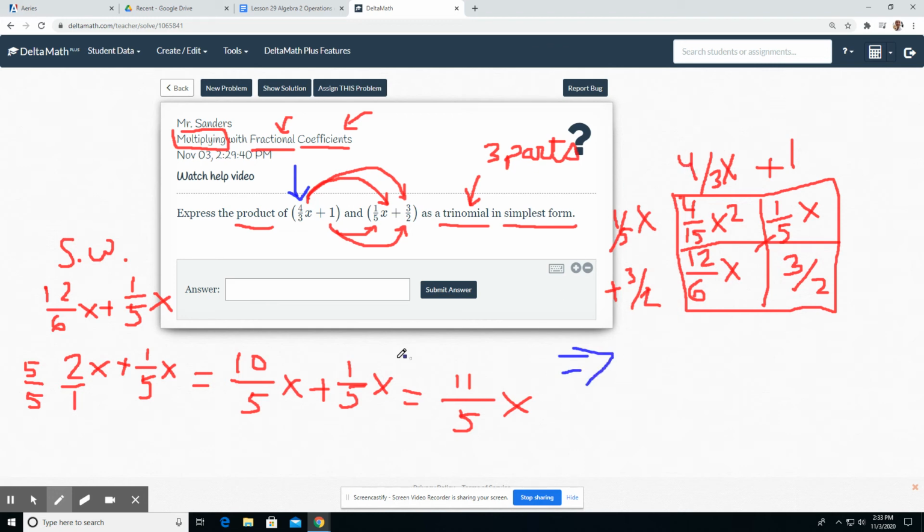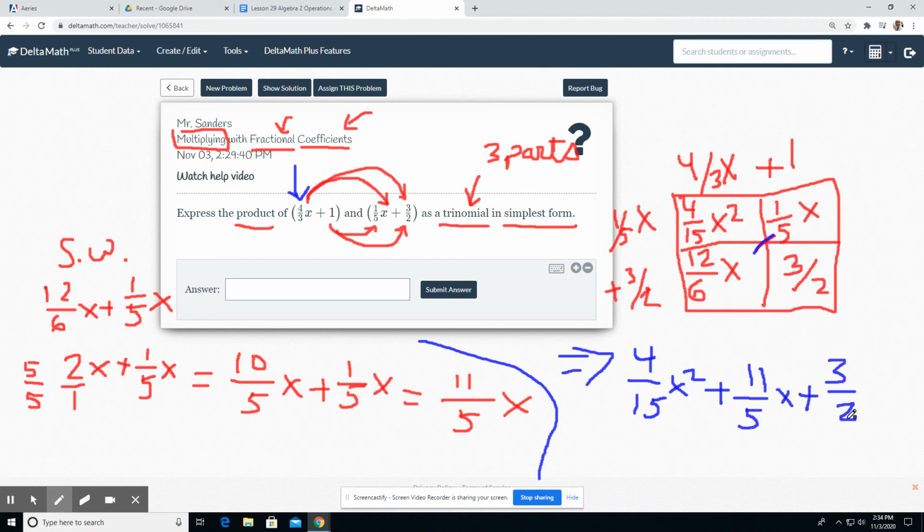so this was just our side work, right? This is what the middle two numbers turn into. So these two right here turn into 11 over 5x. So what's first? Leading exponent is 4/15 x squared. Then the x's, that's an 11 over 5x. And our last constant is 3 over 2. And like I said, you don't want to make mixed numbers here because theirs are improper also. So that should be everything.